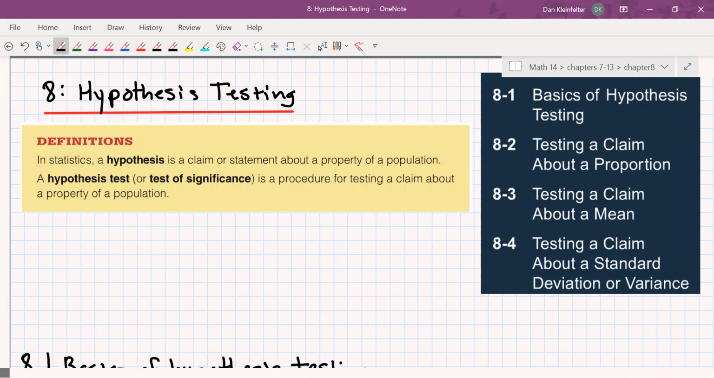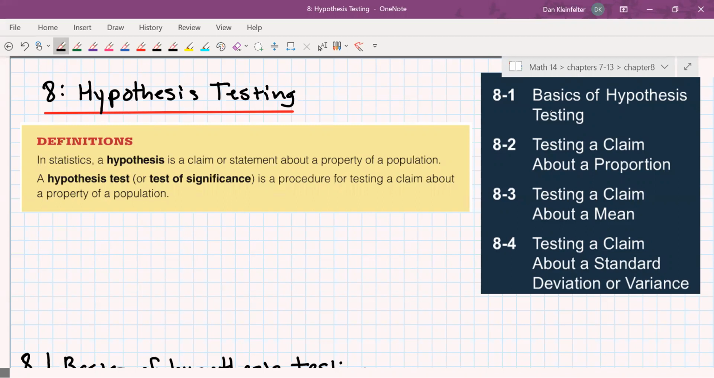4. So 8.1 describes what hypothesis testing is in general, and then 8.2, it says testing a claim about a proportion, 8.3, testing a claim about a mean, and then 8.4, testing a claim about standard deviation or variance.